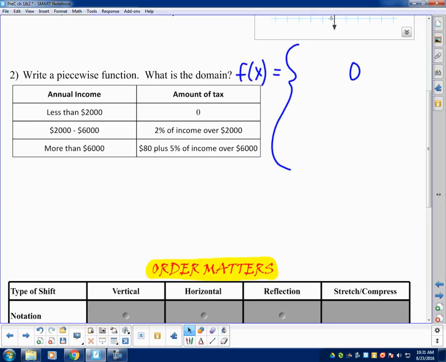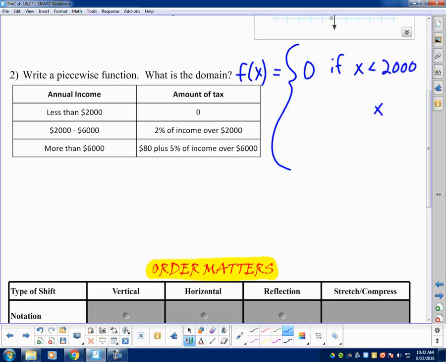So we've got f of x is 0, and that is if x is strictly less than 2,000. Now, if the annual income is between $2,000 and $6,000, the amount of tax is 2% of the income over $2,000. So oftentimes what I'll do is write the restriction first and then write the equation after. But it says for an annual income of $2,000 to $6,000.